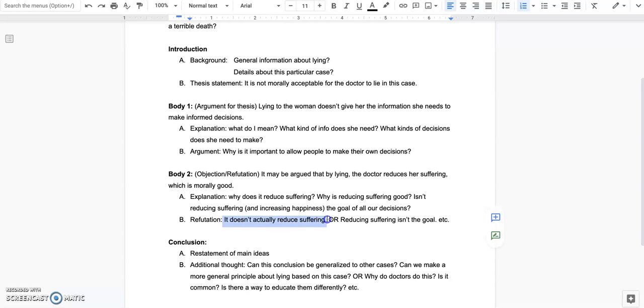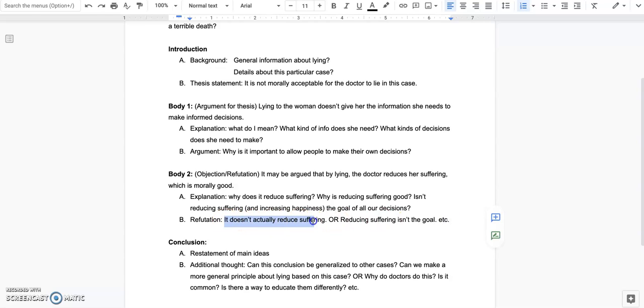I could say, actually, the lying doesn't reduce suffering. It looks like it reduces suffering, but it doesn't. Maybe it just delays the suffering. Maybe she's going to suffer more later when she finds out the truth. Or maybe I'm going to say, the point is not to reduce suffering. That's a bad goal to have. Maybe that's not the doctor's job. Maybe suffering is a good thing in the context of human experience.